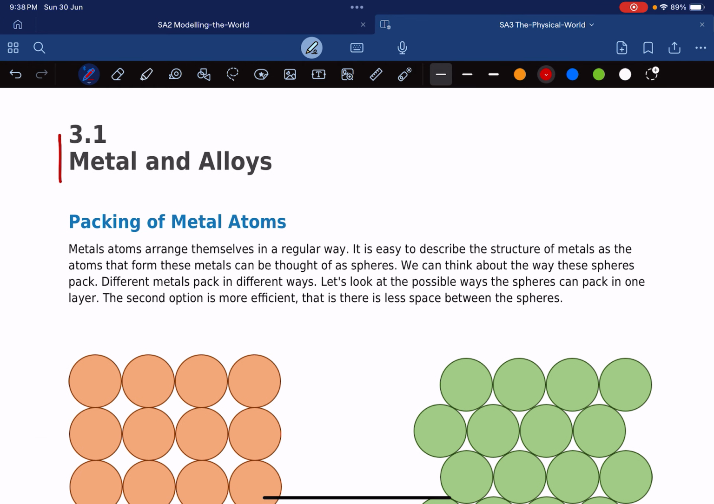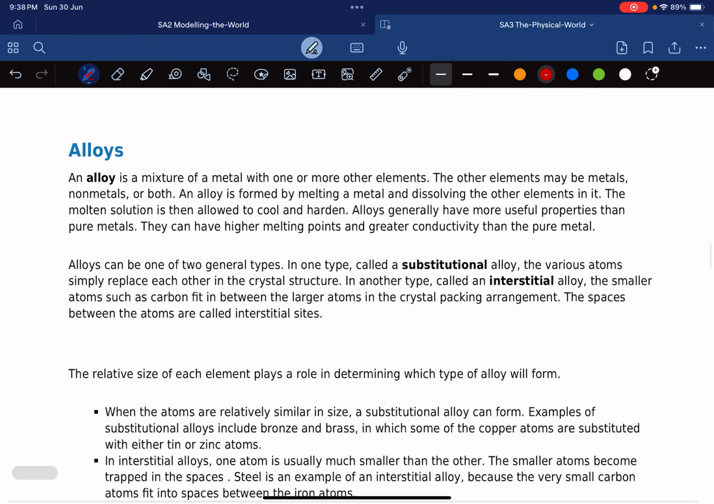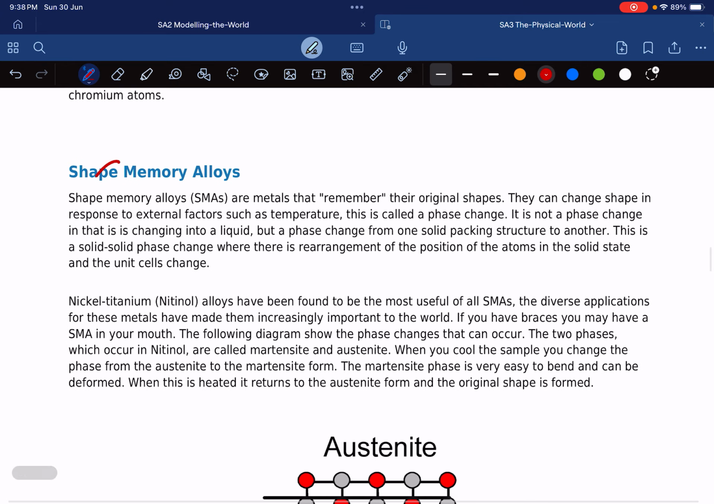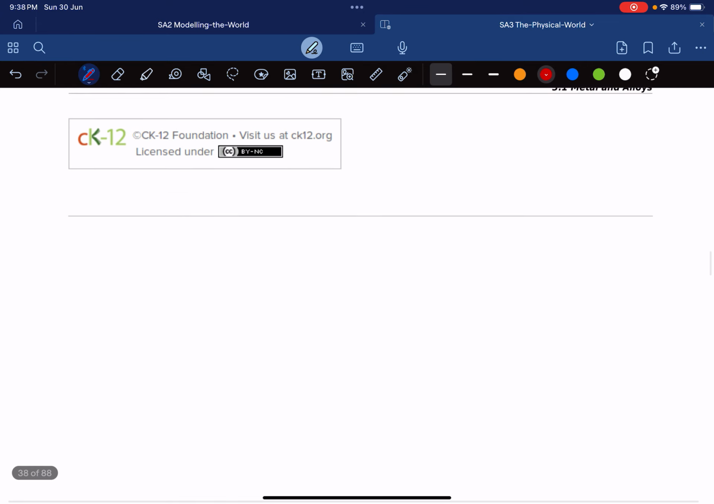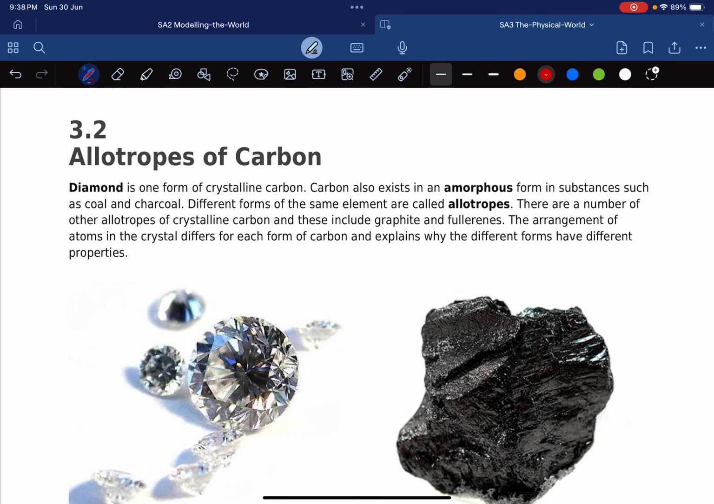But metals and alloys is not in the syllabus anymore. So we are not going to be talking about this. We are not going to be talking about alloys. All this is not in the syllabus, thank God. That brings us to allotropes of carbon, and this would be in the next video.